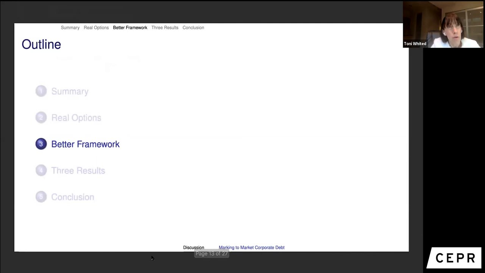So what I want to do with the rest of the discussion is outline what I think would be a better framework. And I'm very well aware that one of the co-authors at least knows how to code this up. And we all know who that is.